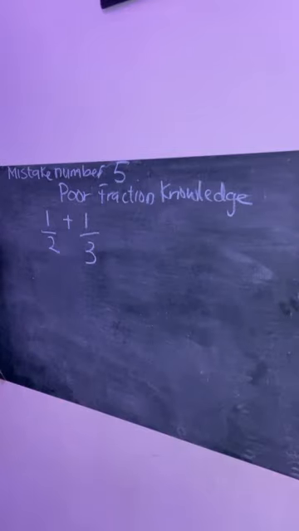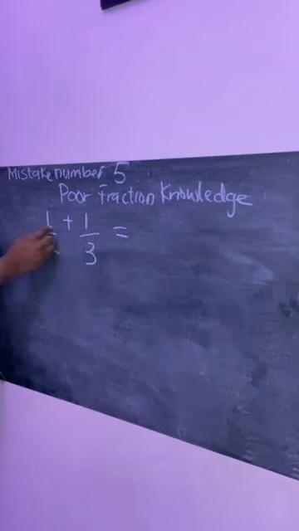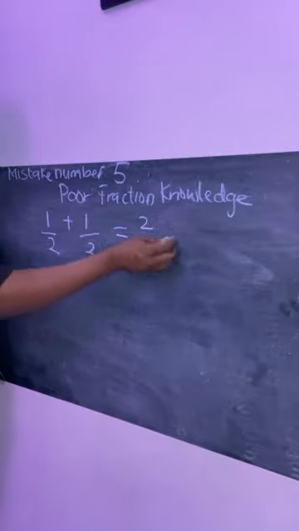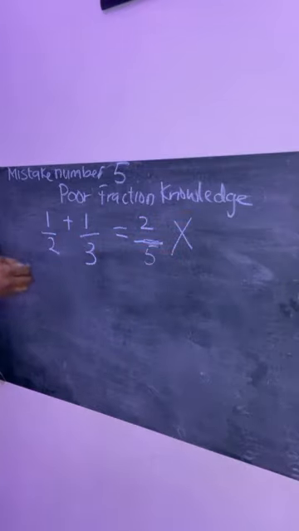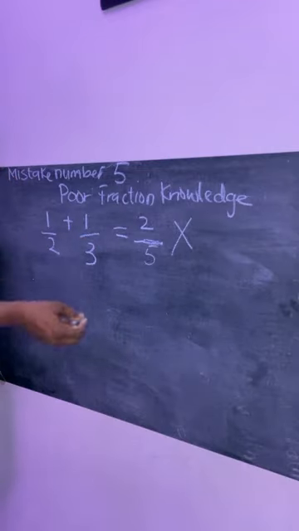Mistake number 5, poor fraction knowledge. Some people don't even know how to go about their fractions. Let me show you what I mean. So like I said, poor fraction knowledge. You have 1 over 2 plus 1 over 3, and you're asked to solve. People will just go directly to saying, okay, 1 plus 1, 2, 2 plus 3, 5. This is wrong. You cannot add the top and bottom directly. This is definitely wrong. So how do you go about it?